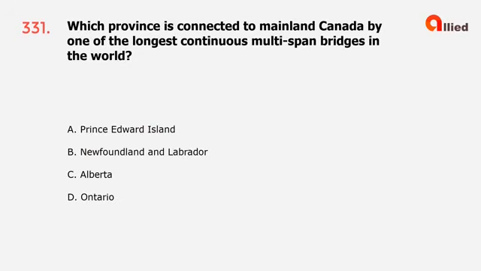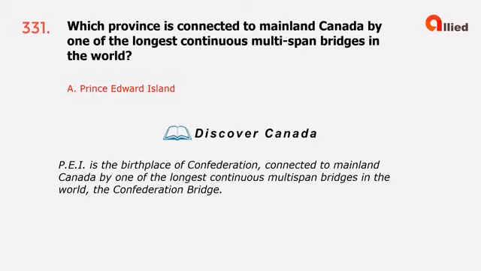Question 331. Which province is connected to mainland Canada by one of the longest continuous multi-span bridges in the world? A. Prince Edward Island. B. Newfoundland and Labrador. C. Alberta. D. Ontario. The answer is A. Prince Edward Island.